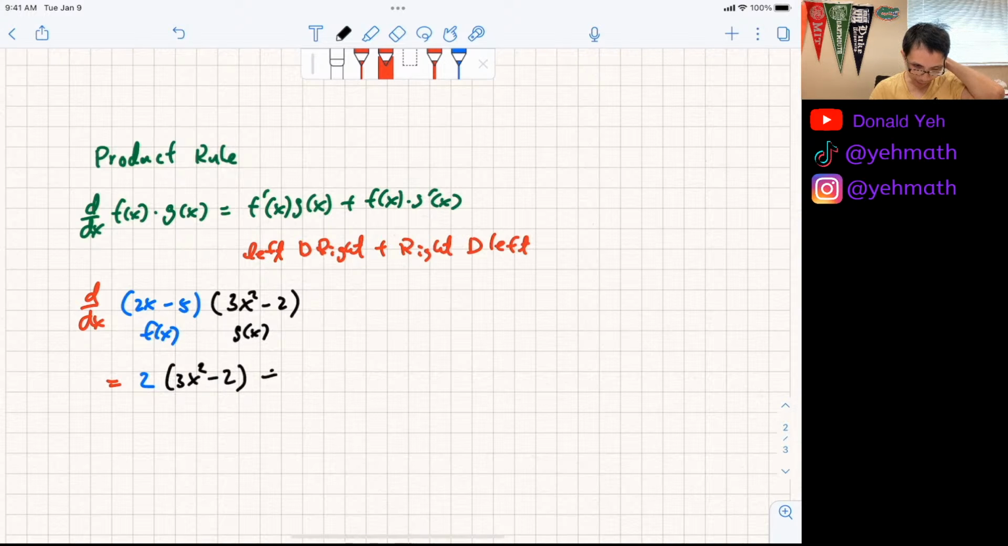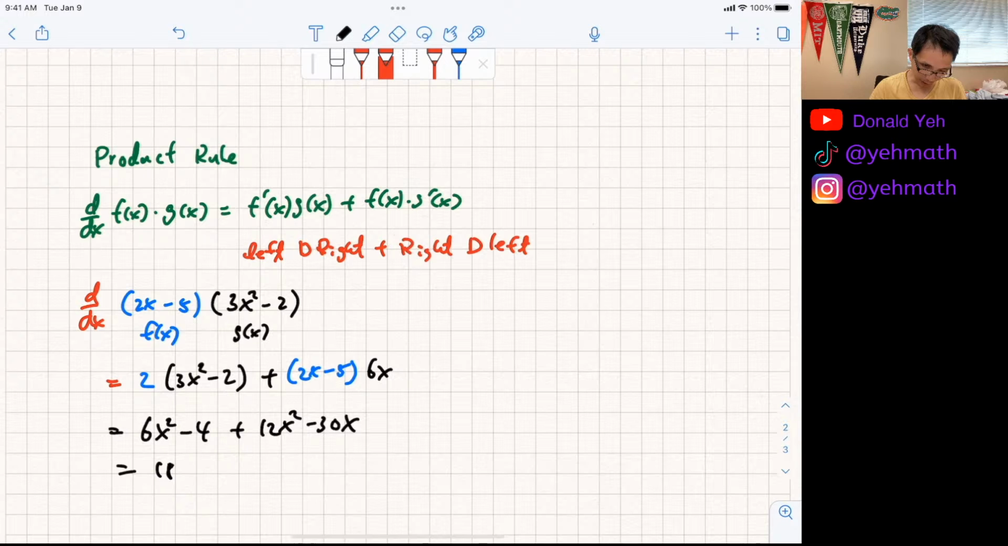Now it's going to be adding. And now I'm going to leave the first one alone. I'm going to use the blue color to represent the first one, and take the derivative of the second one, which is 6x. You just finished taking the derivative with product rule. The only thing you have to do is distribute them. So it'll be 6x squared minus 4 plus 12x squared minus 30x, and that's equal to 18x squared minus 30x minus 4. And that's it. You just took the derivative.